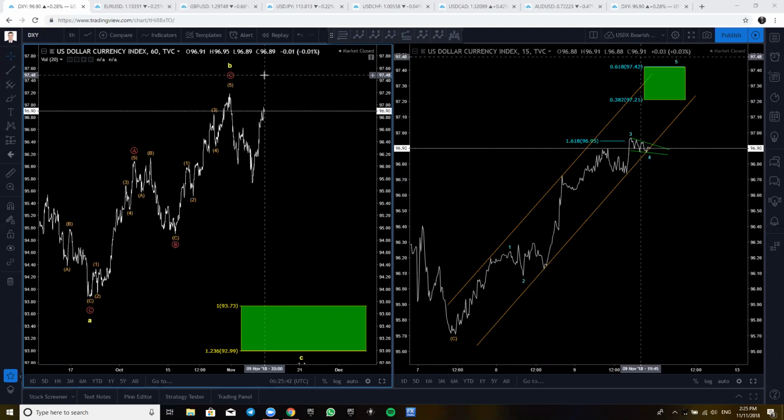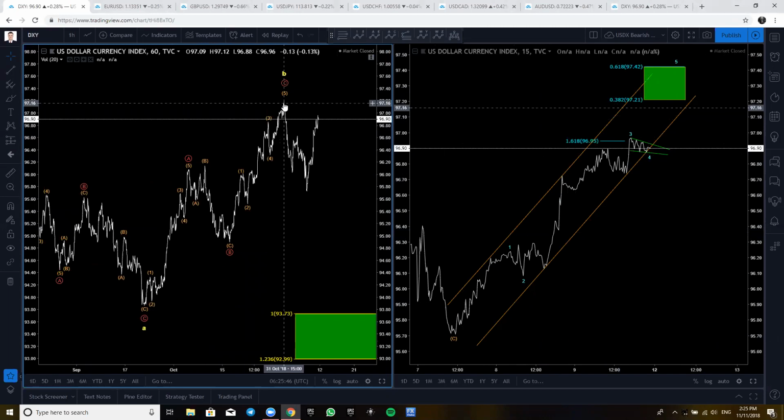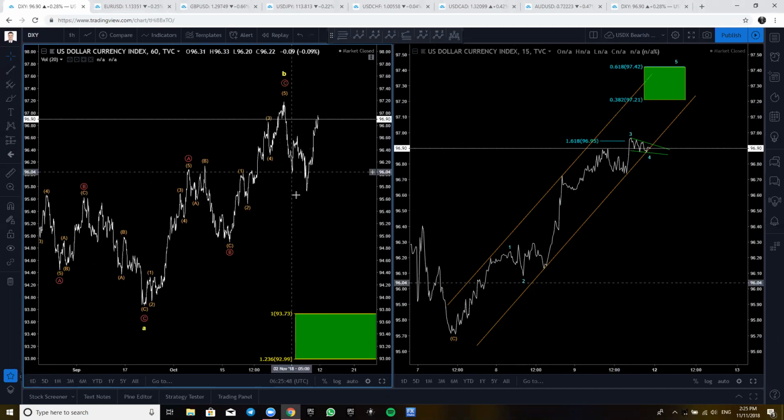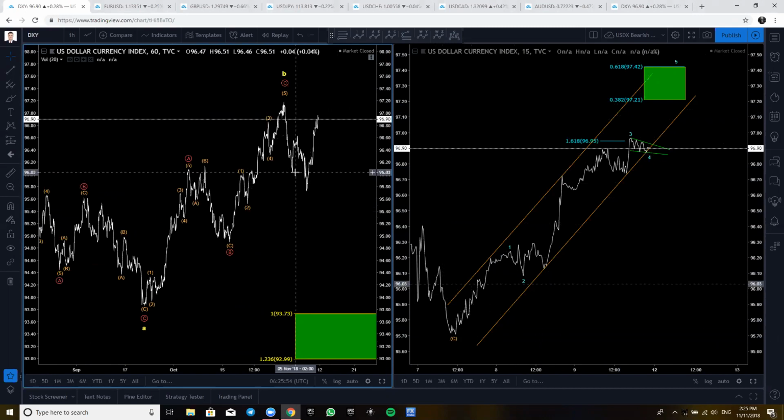Let's jump into it. This is the DXY, and as we said last week, from here we'd have a move down, up, and then down. We did catch this whole move. It was a really nice move, especially on pound.